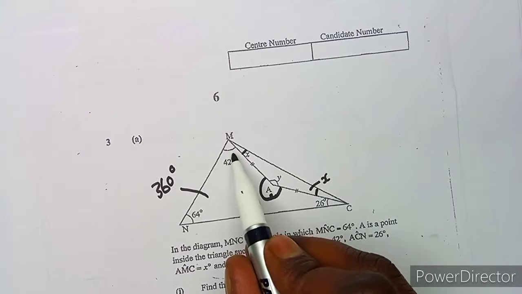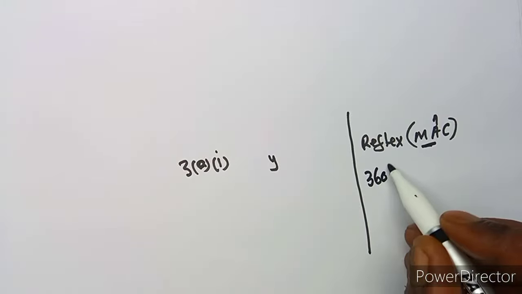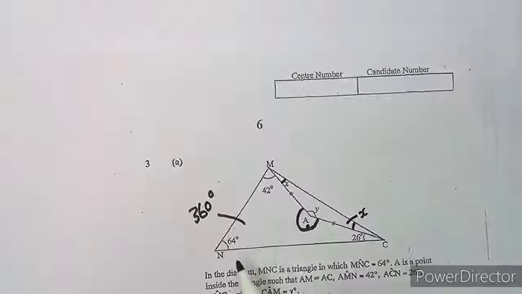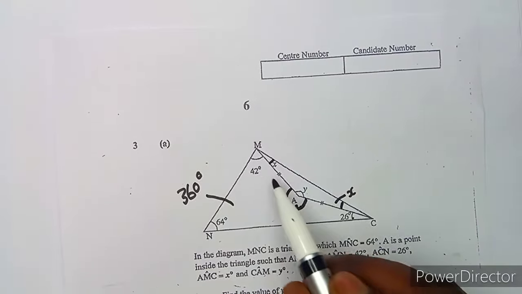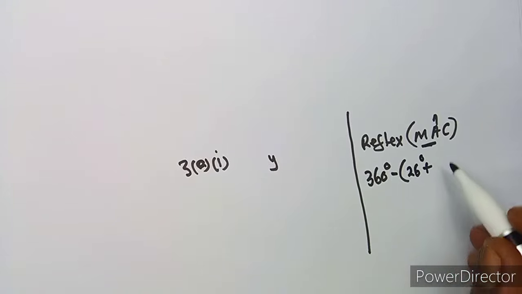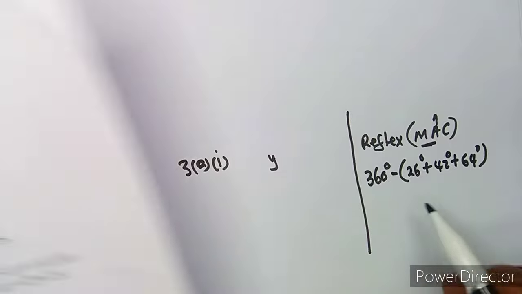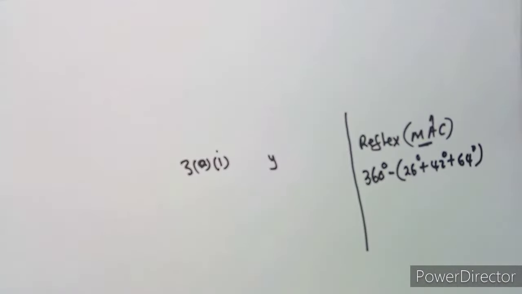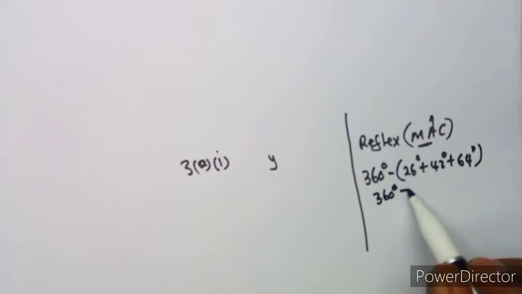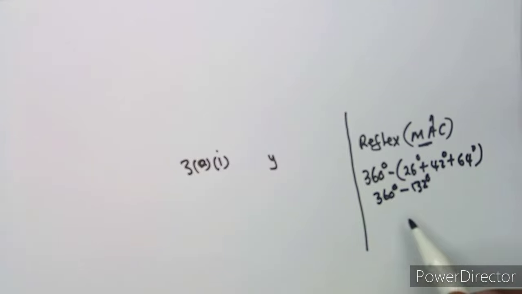So that means I'm going to subtract these angles from 360 degrees. It's going to be 360 degrees minus the angles surrounding this shape, which are 26, 42, and 64. That's 26 plus 42 plus 64 in this case. So you're going to subtract these angles from 360. So if you subtract properly, you obtain 360 minus 132, which is going to give us 228.